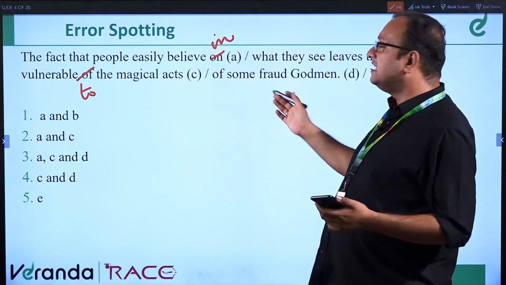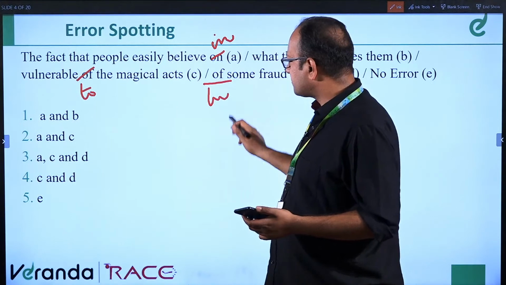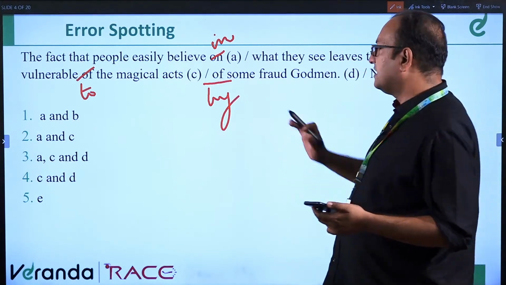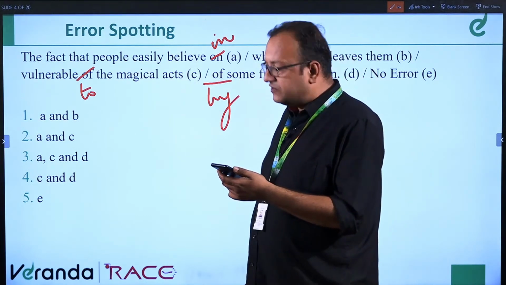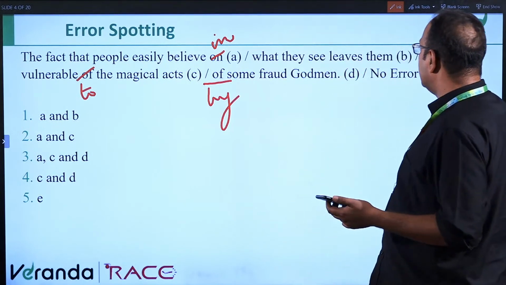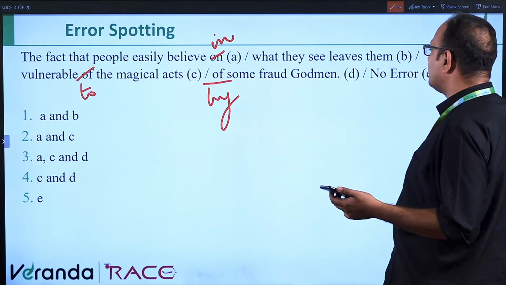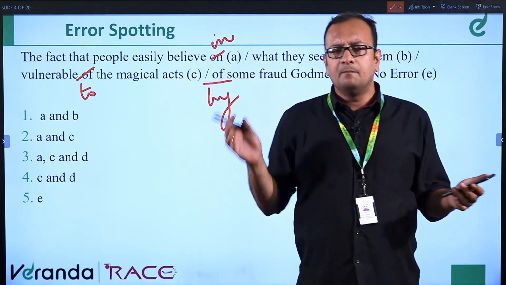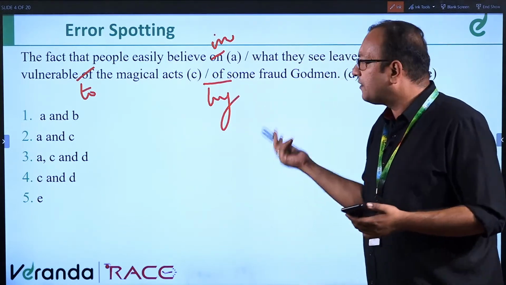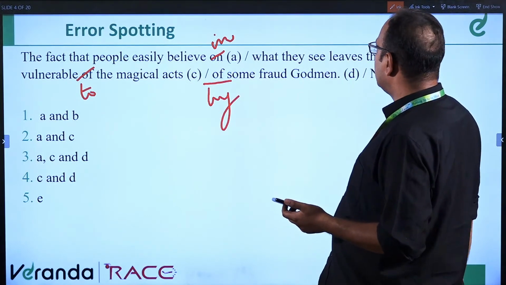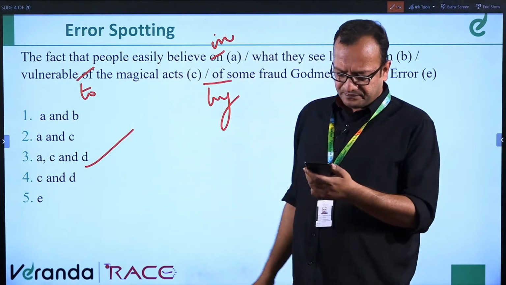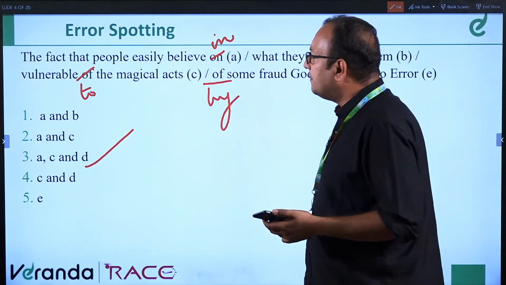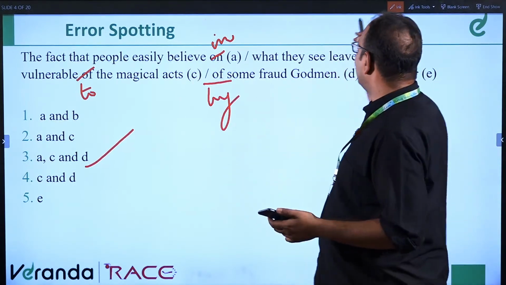Now the question is whether we have an error in D as well. It should be of or by. Magical acts of some fraud godmen, or magical acts by some fraud godmen? Believe in, correct. Muthu is giving answers. Pavishri said believed, no, it should be believe. The fact that people easily believe in what they see leaves them vulnerable to the magical acts by some fraud godmen. Magical acts of some fraud godmen would make it a very broad aspect. By means the agent. These godmen are the agents, so they perform the magical acts. So the error will be in part A, C and D. A, C and D will be the answer. Perfect. Moving ahead to the next question.